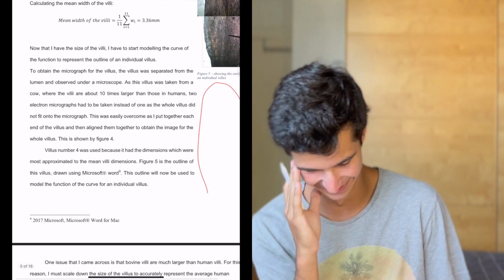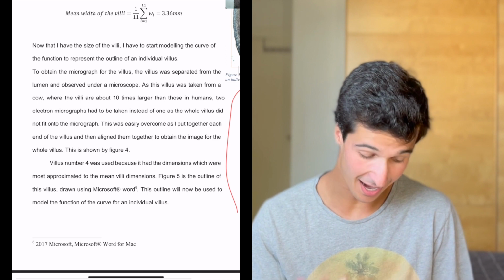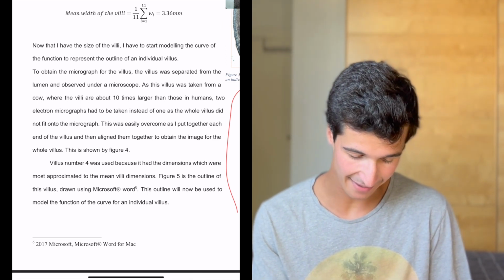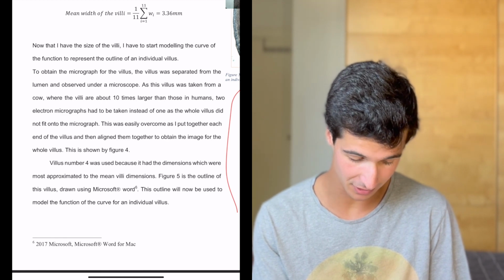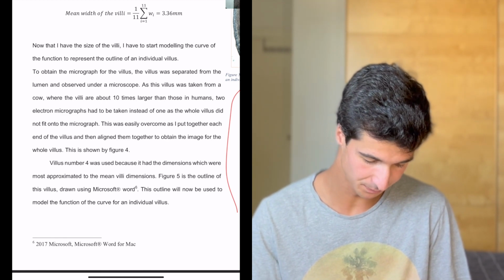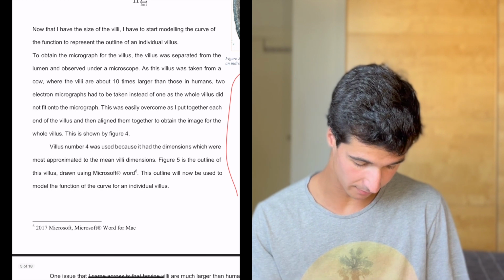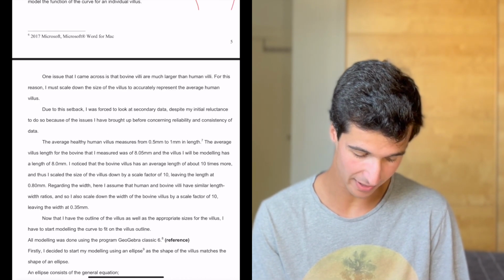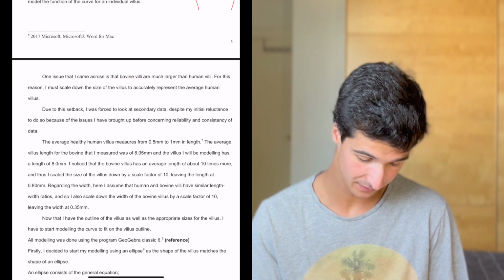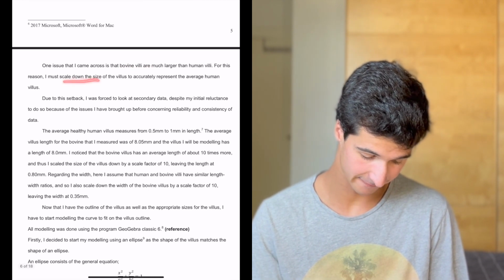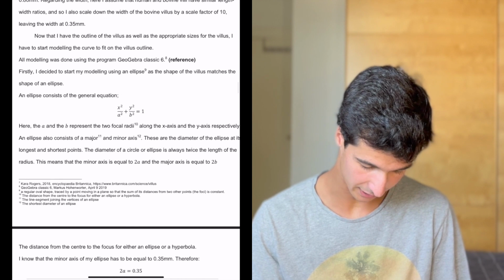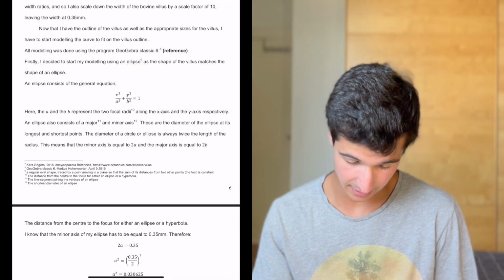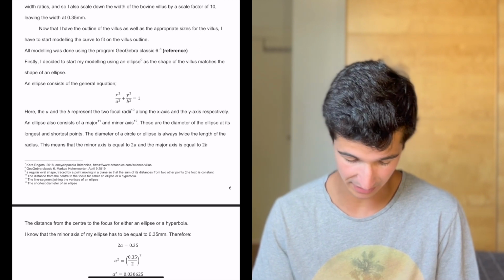So yeah. Okay, now that I have the size of the villi, I have to start modeling the curve of the function to represent the outline of the individual villus. To obtain this, I took a micrograph, shown in my figure 4, fine. One issue that I came across is that bovine villi are much larger than human villi. I must scale down the size, fine. So here I've got basically two sections. I start modeling using an ellipse, as the shape of the villus matches the shape of an ellipse.